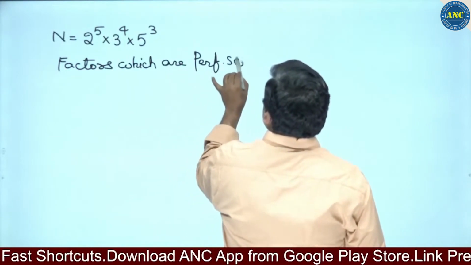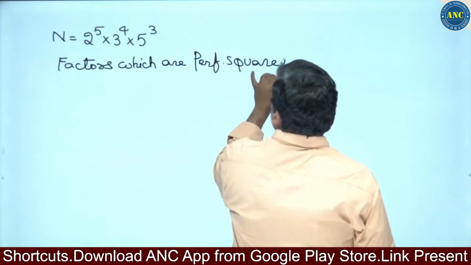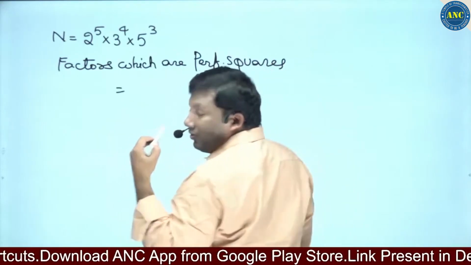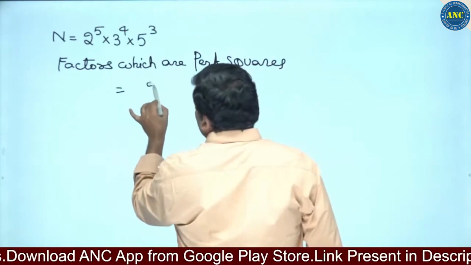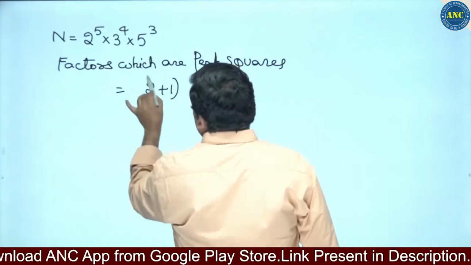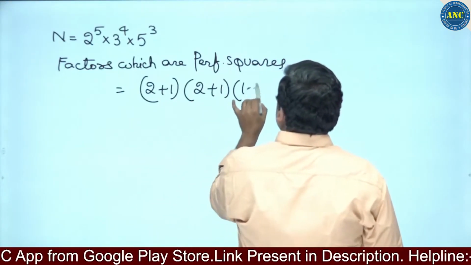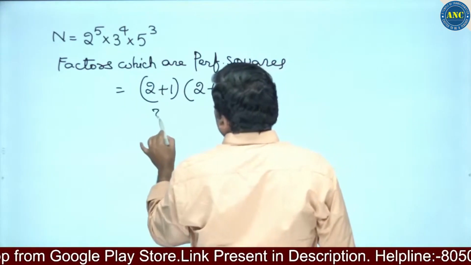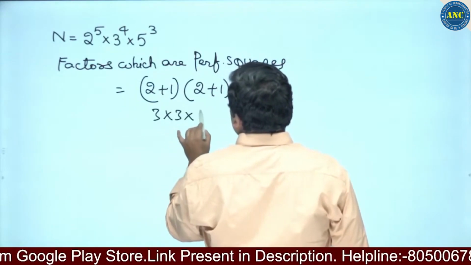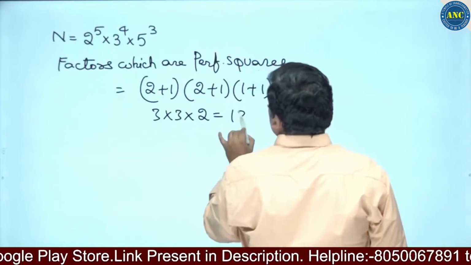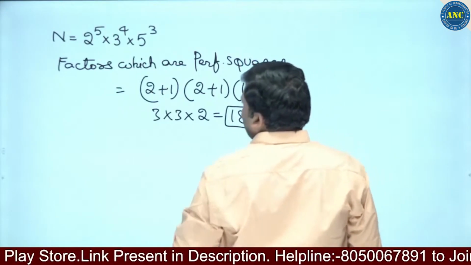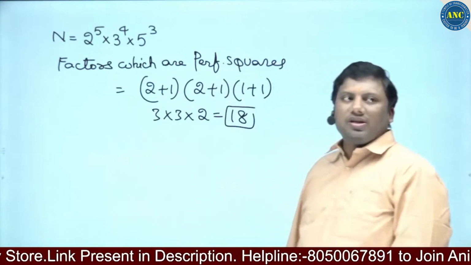Perfect square means divide the power by 2 and add 1. Do not worry about decimal. 5 by 2, 2 plus 1. 4 by 2, 2 plus 1. 3 by 2, 1 plus 1. 3 into 3 into 2, 9 2s are 18. So it is 18.